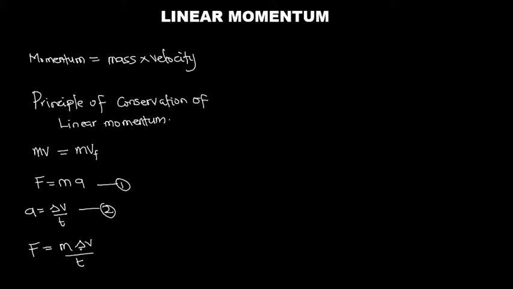Now the change in velocity over here means final velocity minus initial velocity. So if we further break this down, it means our force is equal to mass into bracket our final velocity, which is v, minus the initial velocity, which is u, with respect to time. So if we want to have this in a linear form, the force here will multiply the time. So we have force times time is equal to mv minus mu over here.